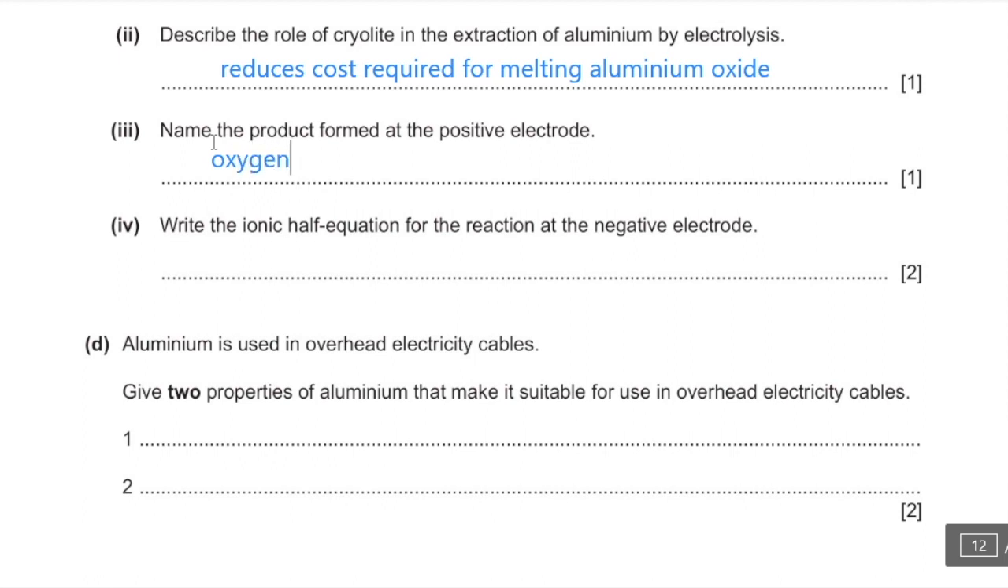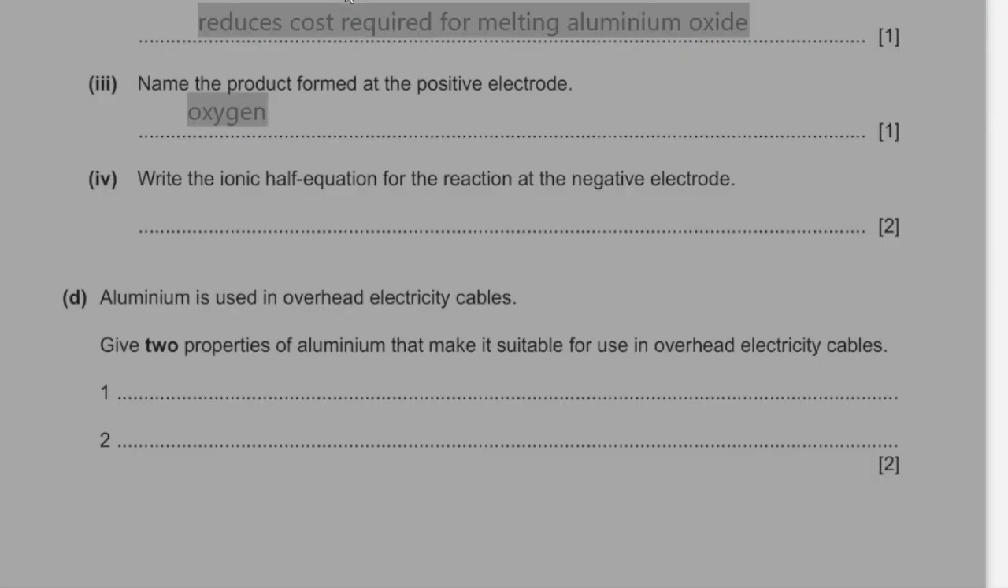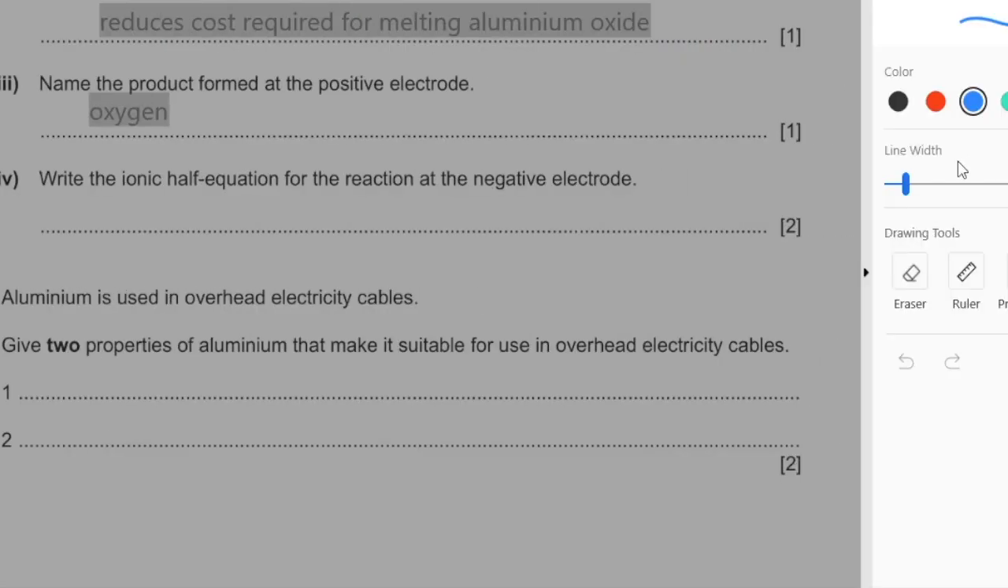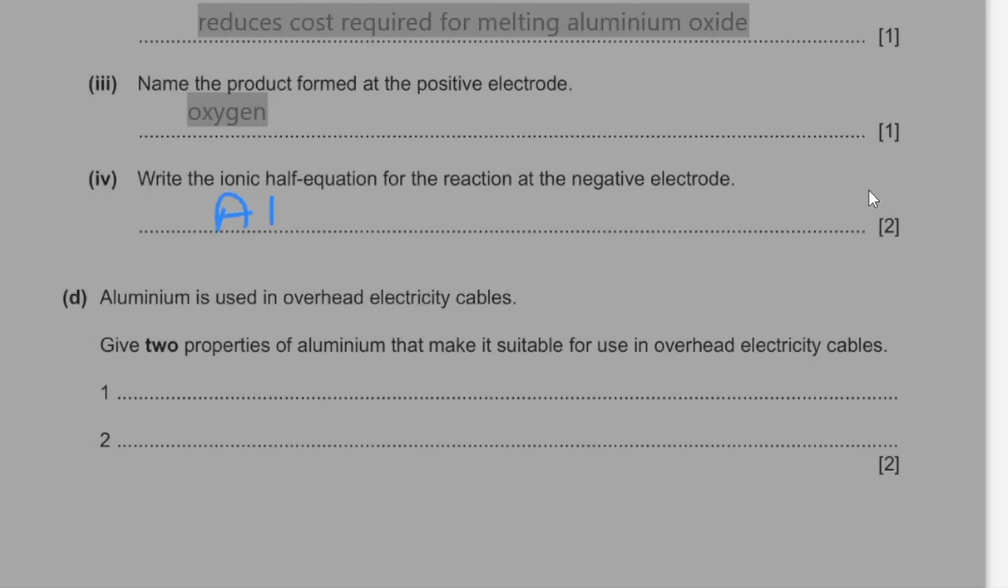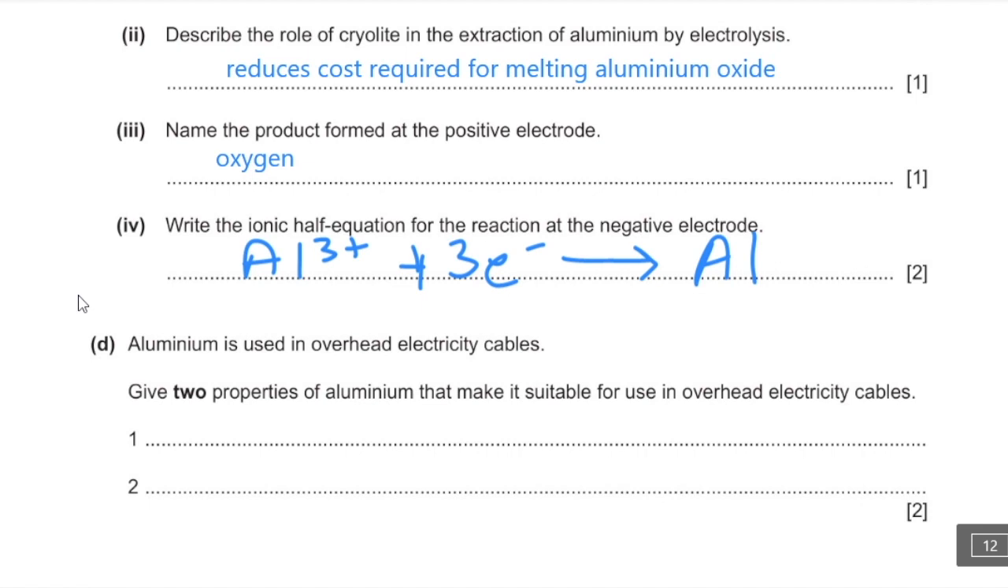4. Write the ionic equation for the reaction at the negative electrode. So the negative electrode attracts the positive ion, which is aluminium in this case. It's got the charge of 3 plus, so we need 3 electrons to cancel out the charge of 3 plus, and so the product is a neutral aluminium atom.